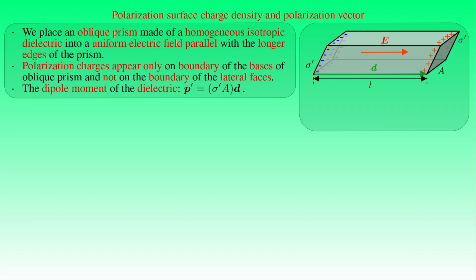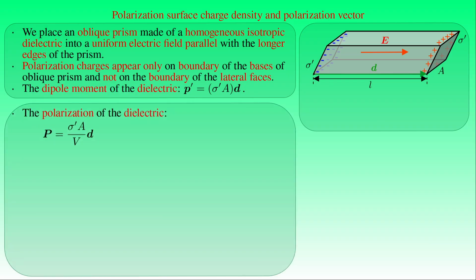By applying these notations, we can write the polarization P of the dielectric, given by the dipole moment p' over the volume V of the dielectric, as sigma prime times A over V, times the vector d. If n is the unit normal vector to the base with positive induced charges pointing outward, then the volume V of the oblique prism can be expressed by the dot product of the vectors d and n, times the area A of the base. By substituting this formula into the equation obtained for the polarization P, the latter reduces to sigma prime over the dot product of the vectors d and n, times the vector d.